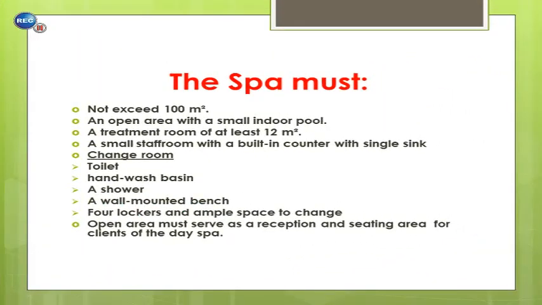We look at the spa. The spa should not exceed 100 meters square in size. It should be an open area with a small indoor pool somewhere inside the designated space. The spa should also have a treatment room, basically of 12 meters square. There must be a small staff room with a built-in counter and a single bowl sink for the staff members working in the spa. Then there should also be a change room that contains a private toilet, a hand wash basin, a shower, a wall-mounted bench, four lockers and ample space to change.